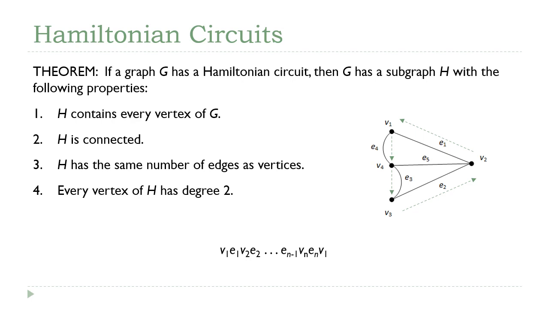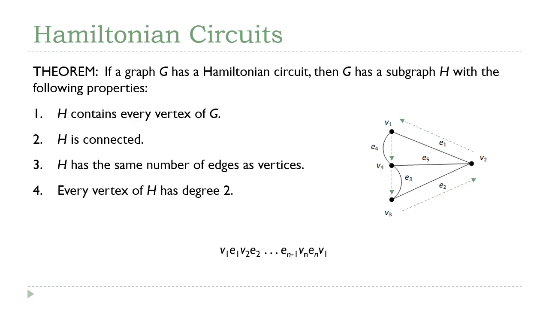It has to be connected because this is a circuit. You pick any point, any vertex, and you can get to any other vertex just by following around the circuit. It has the same number of edges as vertices. You notice that there does seem to be a one-to-one correspondence: vertex 1, edge 1, vertex 2, edge 2, and so on.